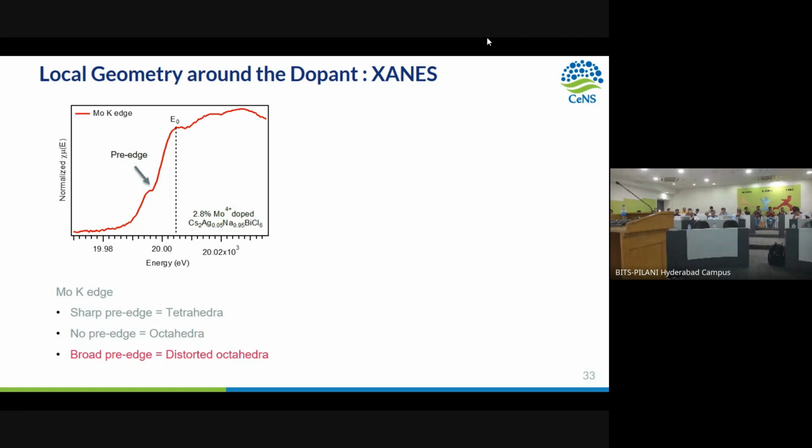When molybdenum is in a perfect octahedral environment, this is a centrosymmetric compound, so inversion symmetry is present, and we do not expect to see any pre-edge feature. But when it is in a tetrahedral environment, there is no inversion symmetry, so we should expect some sort of pre-edge features. Or even when it is a distorted octahedra, we also see the pre-edge features. In the case of a tetrahedral compound, this feature is much stronger. Here the feature is much less, so that also supports that these MoCl6 octahedra are kind of distorted.